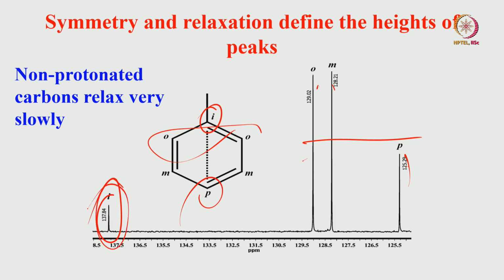The only problem is this ipso carbon, which has very small intensity, because as I told you, the non-protonated carbons relax very slowly. As a consequence, by the time you apply the next pulse, the magnetization of that particular carbon would not have relaxed back, achieved thermal equilibrium, would not have come back to the Z axis. As a consequence, their intensities are weaker.